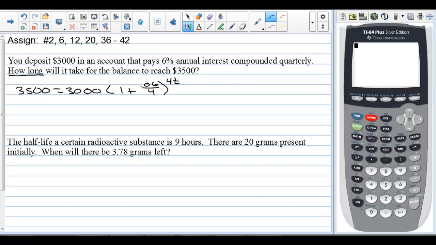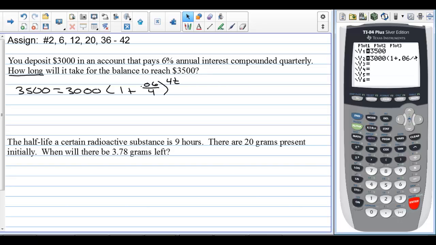How long will it take for the balance to reach 3,500? So now you could go to your calculator already. In Y1, we can just put 3,500 in. And then we could put 3,000, 1 plus 0.06 divided by 4. And then we can raise that to the 4x.